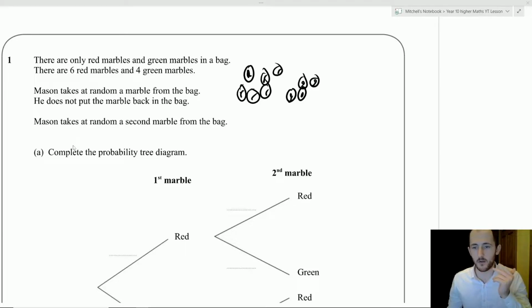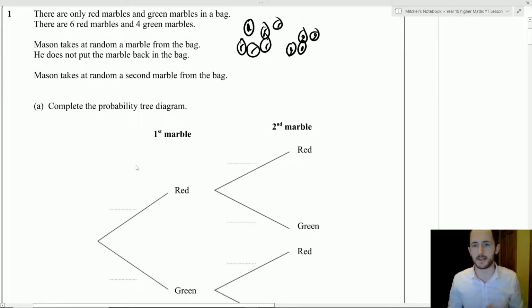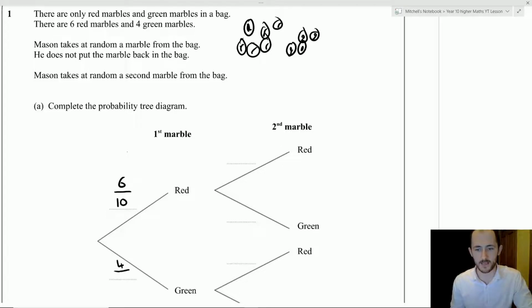So essentially, all we need to do here is work out, before he's pulled out the first marble, what are the odds of him getting a red versus a green? Well, when we work out probability, we look at the number of ones that we want divided by the total number of outcomes. So that's a very fancy way of saying, there are 6 red marbles, so I know the top of my fraction is going to be 6. Now, how many marbles do I have in total? Well, there are 6 red and 4 green. Therefore, in total, there are 10. Likewise for green. There are 4 greens, and in total, there are 10.